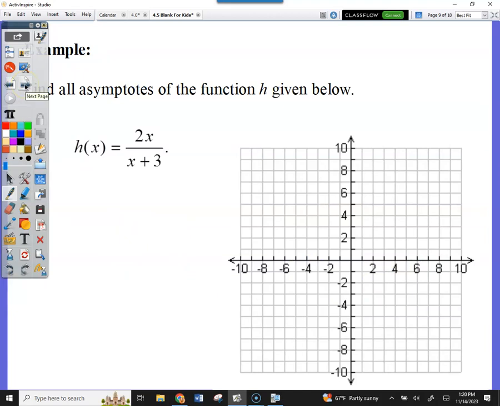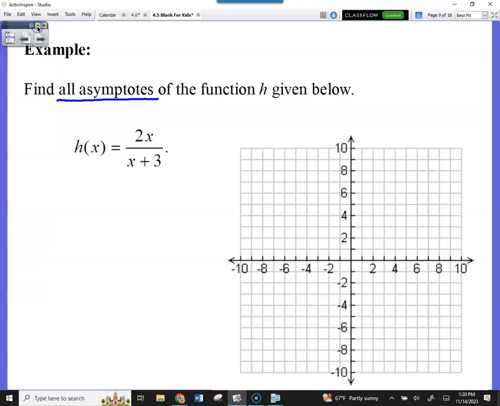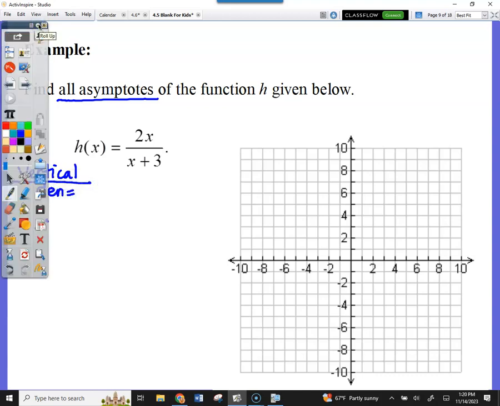It says find all asymptotes. There's only 2 types. There's either vertical or horizontal. Your vertical comes from looking at what, y'all? Denominator. Someone make a note. Vertical. I'm underlining denominator.